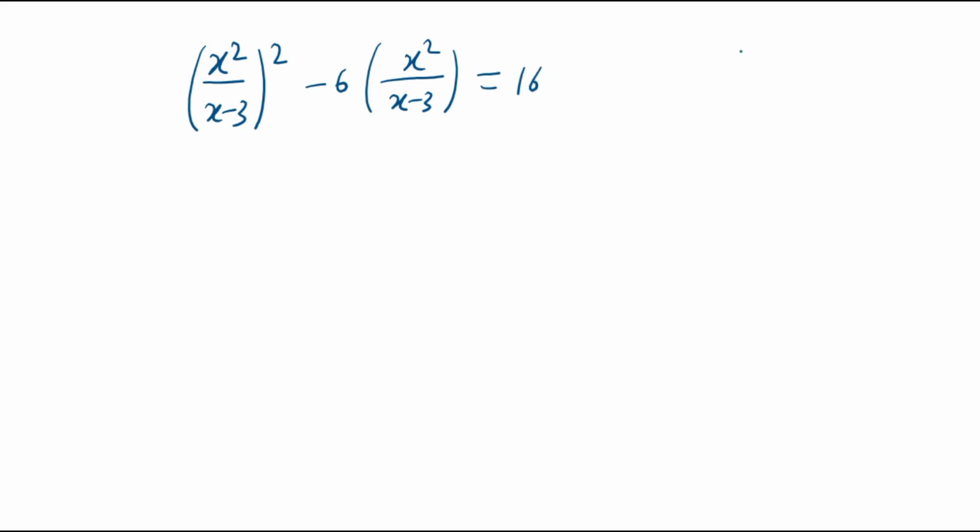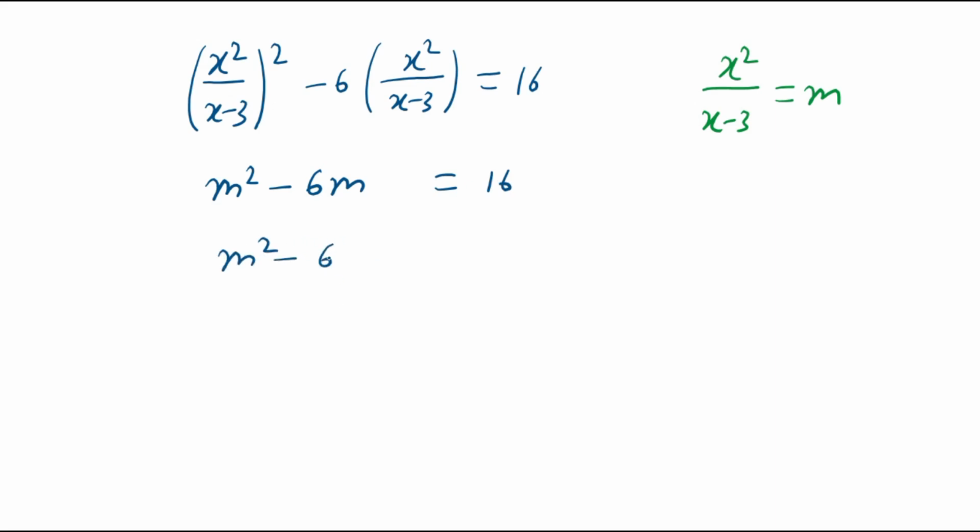Now if we substitute x²/(x−3) = m, then this expression is replaced by m² − 6m = 16. If we take all the expressions on the same side, then m² − 6m − 16 = 0. Look carefully, in the left hand side we have a quadratic equation in terms of m. This quadratic equation is factorizable.